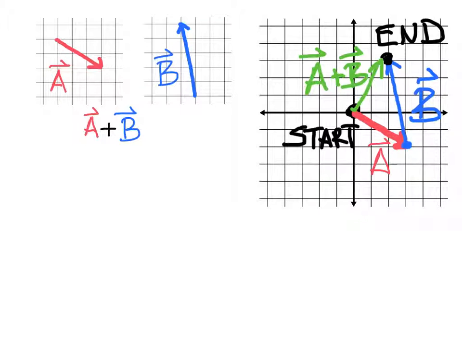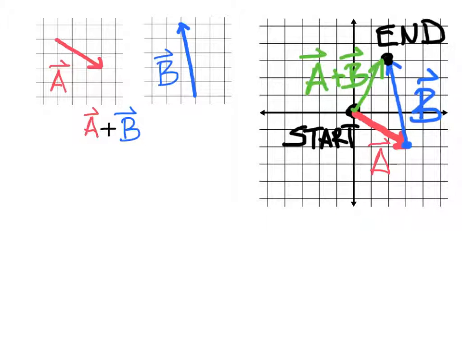You can see that if you travel along vector A, so vector A, 3 to the right and 2 down, here we go 3 to the right and 2 down over here, and then from there we travel along the path of vector B, 1 left and 5 up, we are left with vector A plus B, which itself goes 2 to the right and 3 up.